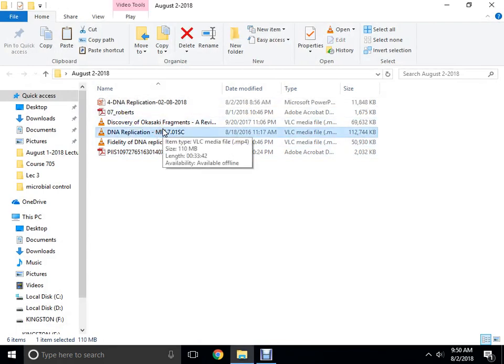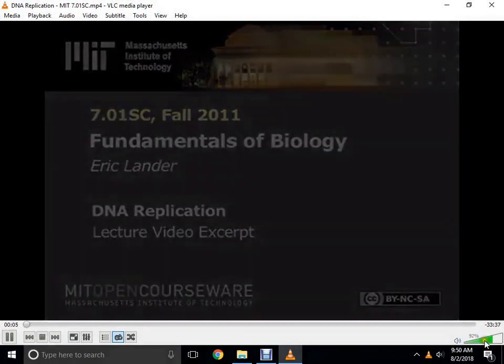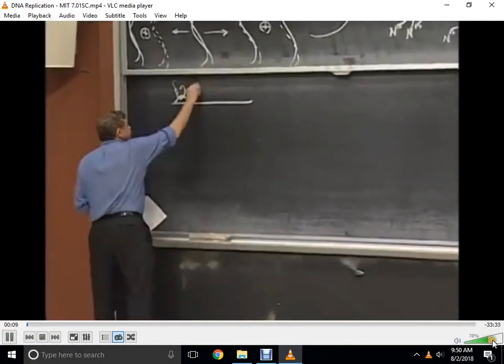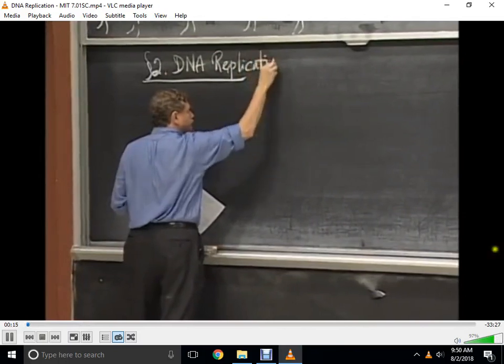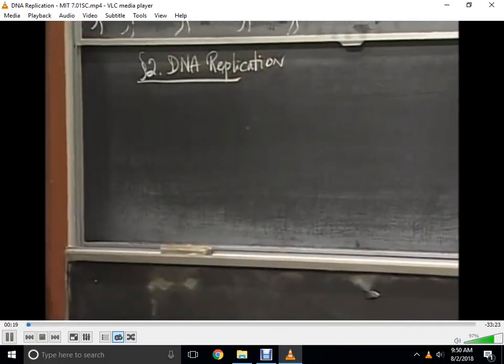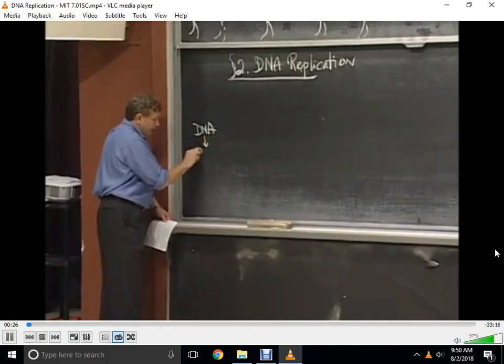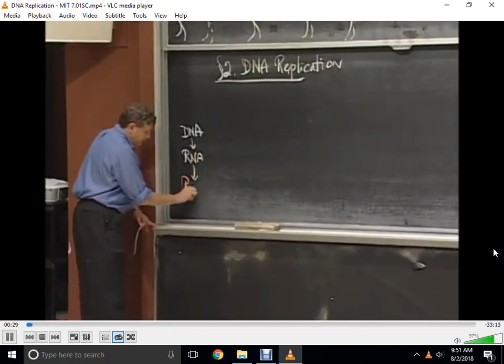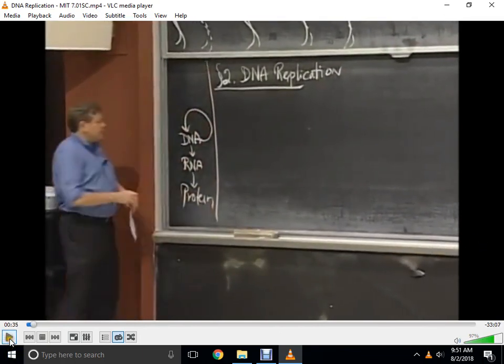And so, the issue became, how does DNA replication work? And so I'm about to go into it. Now, you know, DNA goes to RNA, goes to protein. DNA, right? Goes to RNA, goes to protein. DNA to DNA replication. Okay, so I'm showing some portion of it. DNA is in the brain.